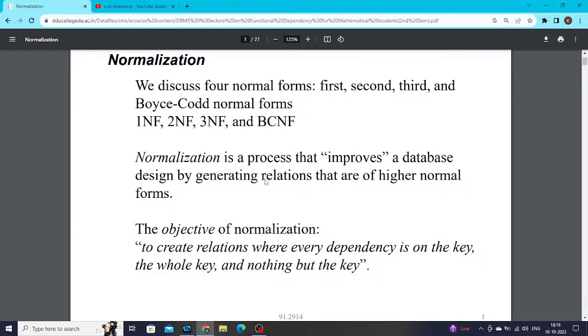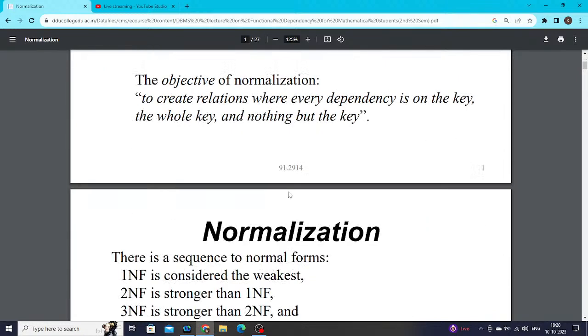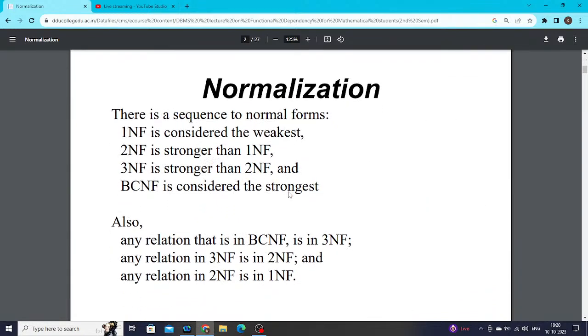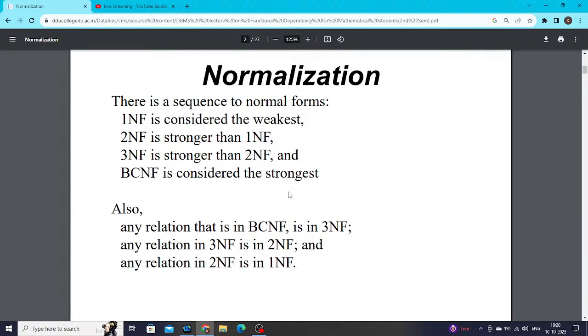Okay. What is the objective of normalization? To create relations where every dependency is on the key, the whole key and nothing but the key. Okay. So in normalization, there is a sequence of normal forms. First NF is considered the weakest, second is stronger than 1NF, third is stronger than 2NF, but it's important that 3NF is connected to 2NF. Like, if it satisfies the condition of 2NF, then it will definitely satisfy that of 3NF. Then BCNF is considered the strongest.